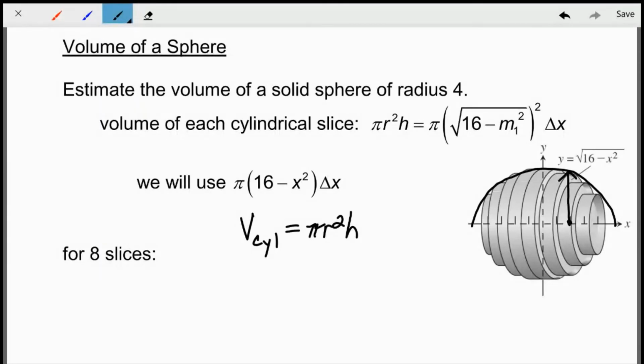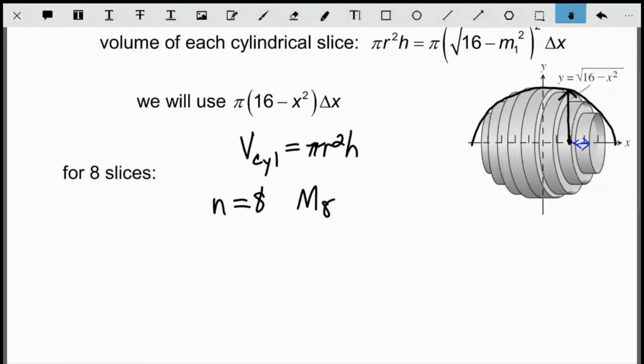Okay, so knowing that to be the case, there's my radius. My radius is the square root of 16 minus x squared. The height of each one of these cylinders is whatever dimension I have going in this direction. So what we're going to do is use 8 subintervals, so n equals 8, and we're going to do a midpoint approximation with 8 subintervals.